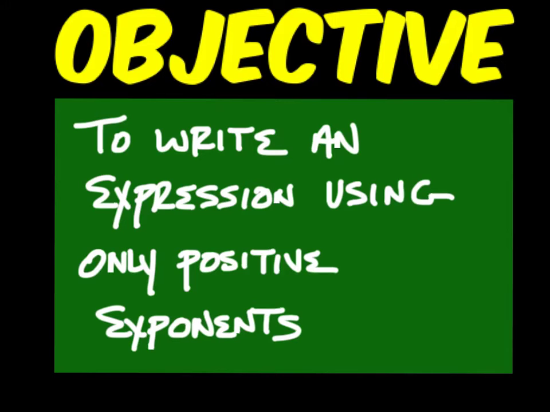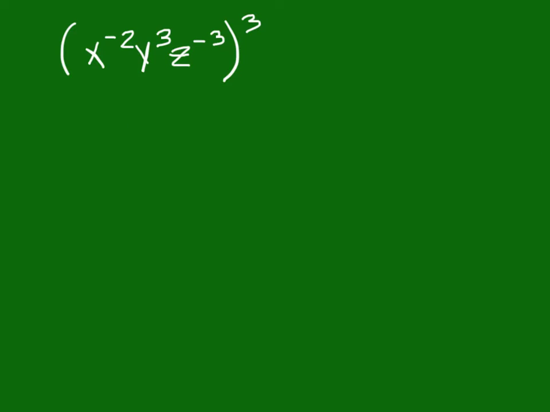The objective today is to write an expression using only positive exponents. Here's example number 1. In this expression, you have a quantity x to the negative 2, y to the third, z to the negative third. All of that is to the third power.